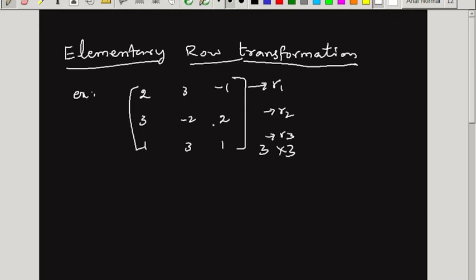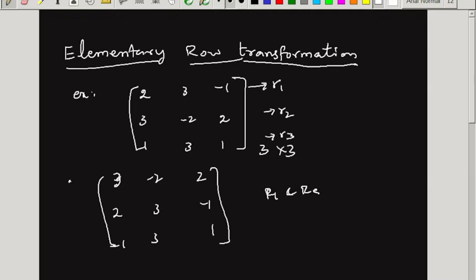Here we can interchange the rows. We can write it as 3, minus 2, 2; 2, 3, minus 1; 1, 3, 1. So here what we have done is R1 and R2 are interchanged.